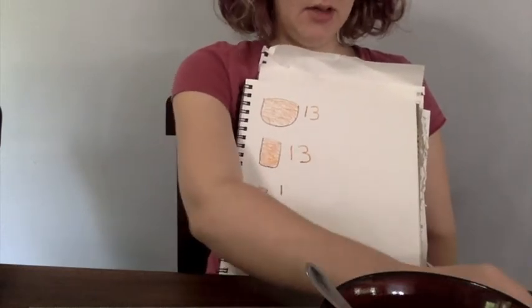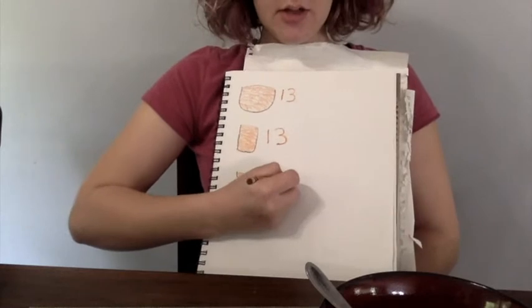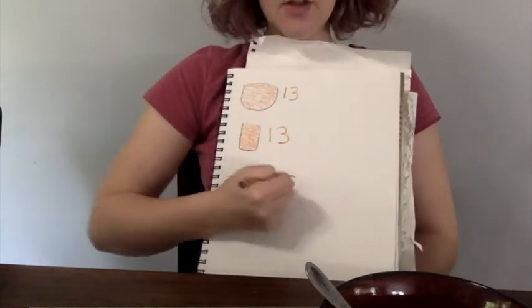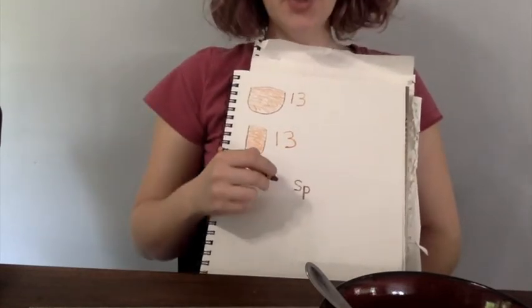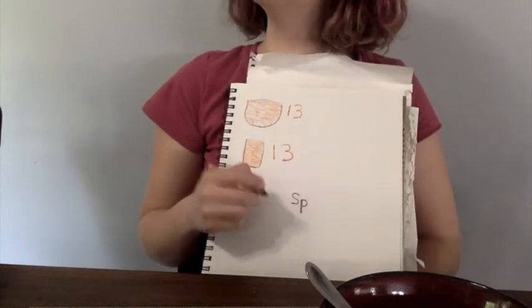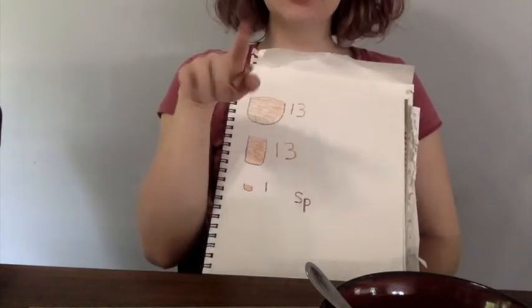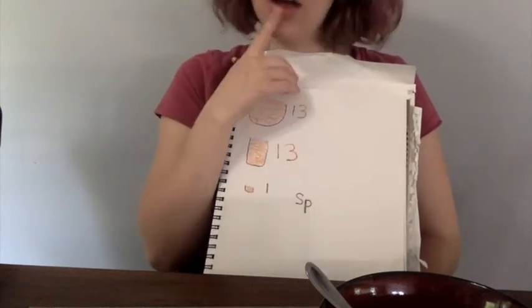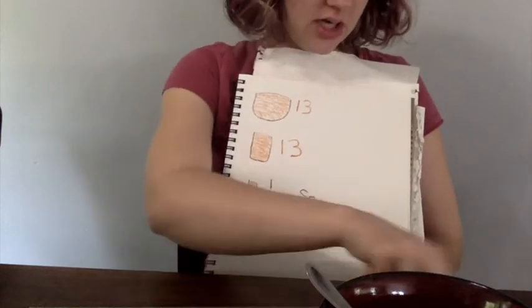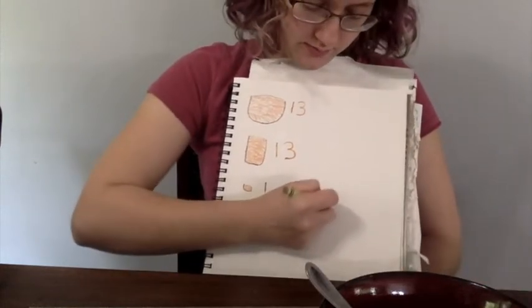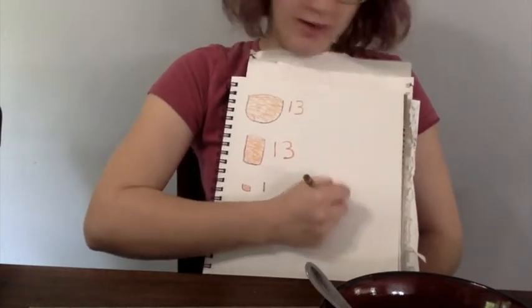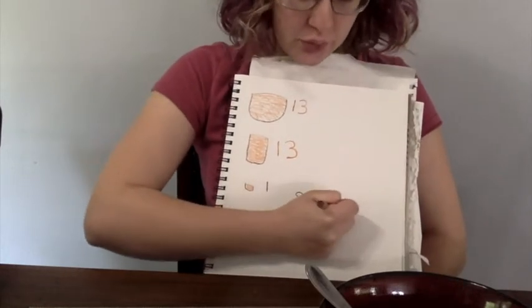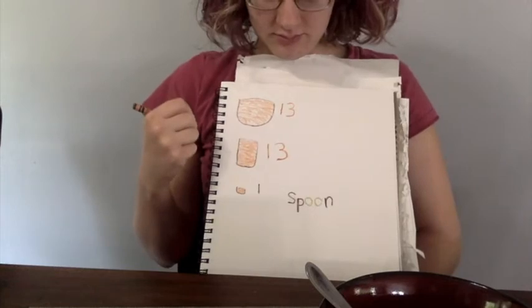Let's think about it. This one's going to be a little tricky. Sp, sp, sp. Ooh, what makes an ooh sound? That's tricky. I don't know if we've talked about this yet. Ooh comes from double O. Sp. Ooh. N. We know n. Spoon. That's it. Just 1 spoon of rice.